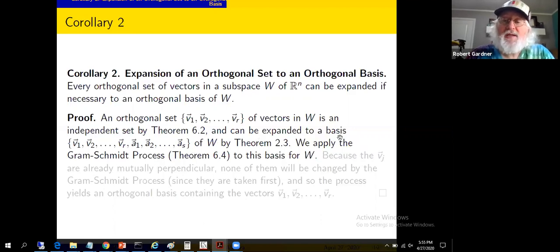Here we've extended it into a basis. I don't know if it's orthogonal or not because I don't have any handle on anything about these new vectors that have been added. Subscripted A's is suggestive of some recent stuff we did though. All right, here's what we're going to do. Let's apply the Gram-Schmidt process to this basis of W and create an orthogonal basis.